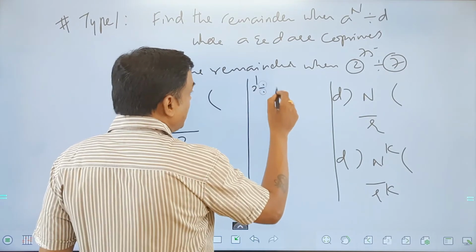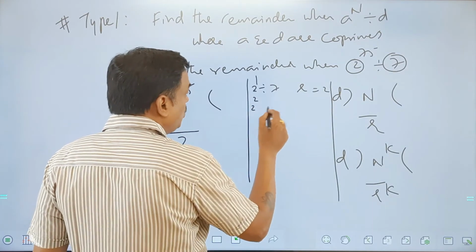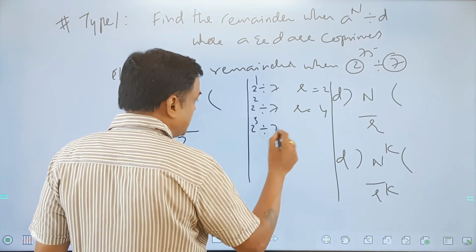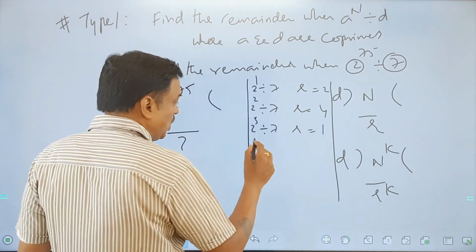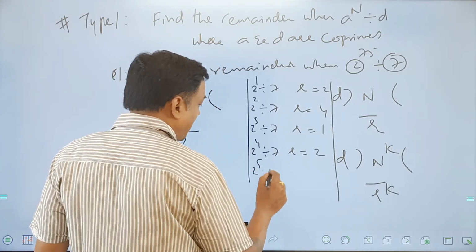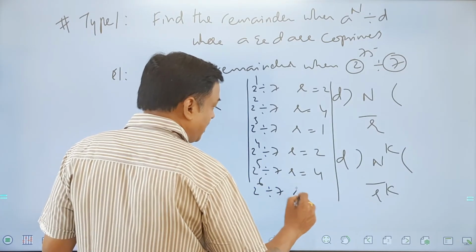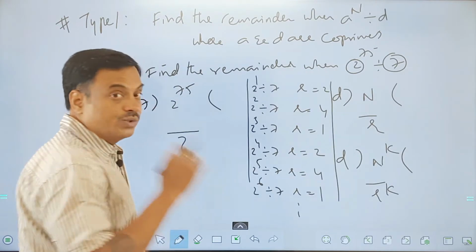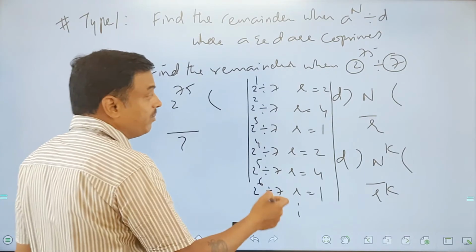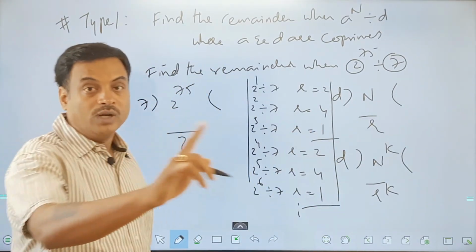2 power 1 divided by 7, remainder will be 2. 2 power 2 divided by 7, remainder will be 4. 2 power 3 divided by 7, remainder will be 1. 2 power 4 divided by 7, remainder will be 2. 2 power 5 divided by 7, remainder will be 4. 2 power 6 divided by 7, remainder will be 1, and this continues. And what is my observation? My key observation is on remainders. And look at the remainders, 2, 4, 1, again 2, 4, 1, again 2, 4, 1 in cyclic order.